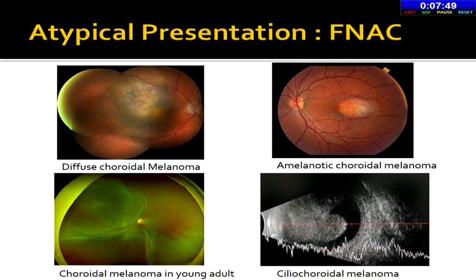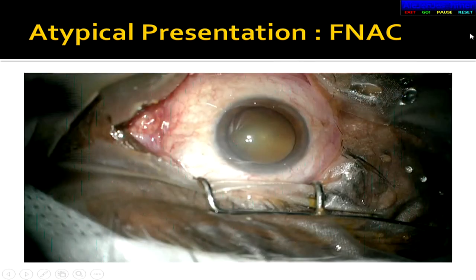Sometimes you find a very atypical presentation where you need to do a fine needle aspiration cytology, where you have to take into account the risks versus the potential benefit of this FNAC, like in case of diffuse choroidal melanoma, or in very young children where you find a choroidal mass like this, or a very anteriorly located mass, and sometimes a case of amelanotic choroidal lesion. So I'll skip this video. We can do FNAC with a two-port pars plana approach, and then you can get the cytology also.